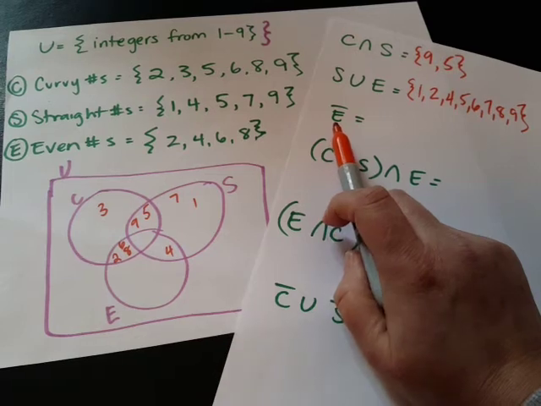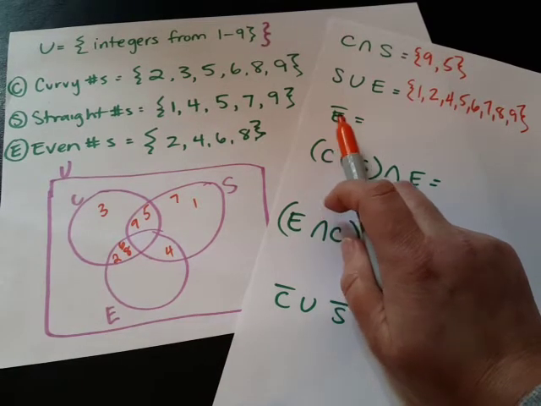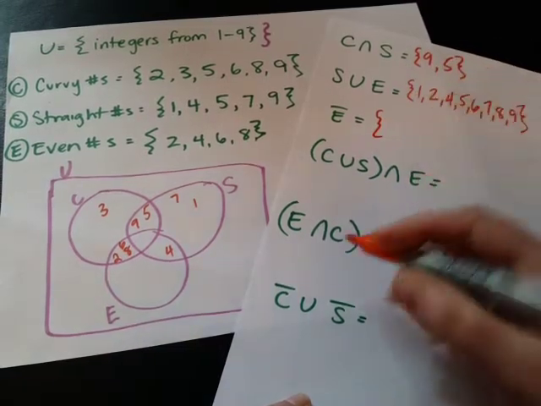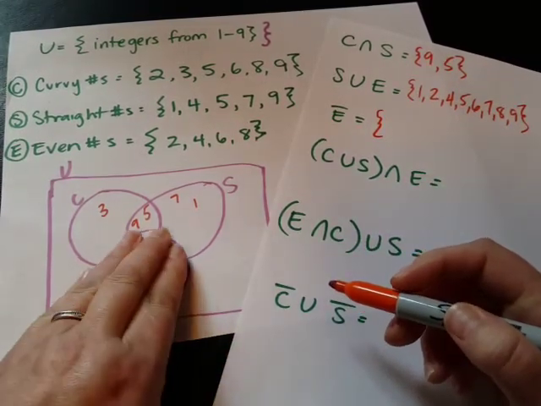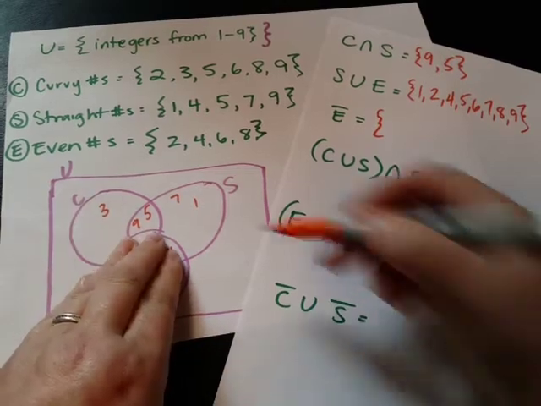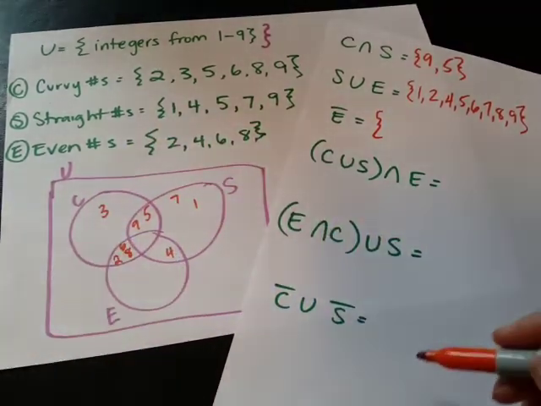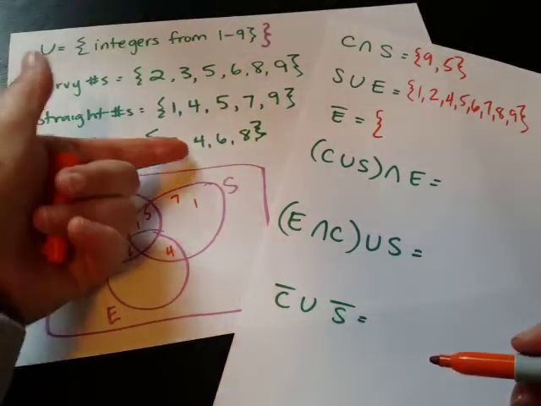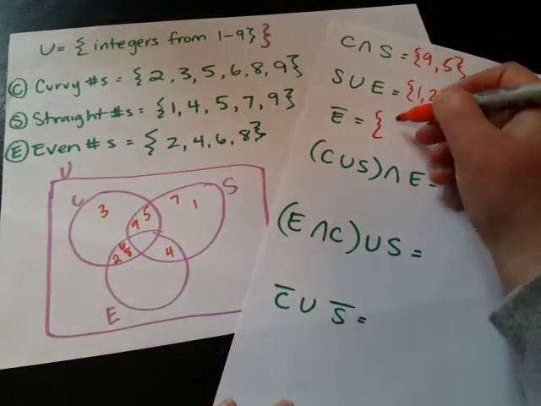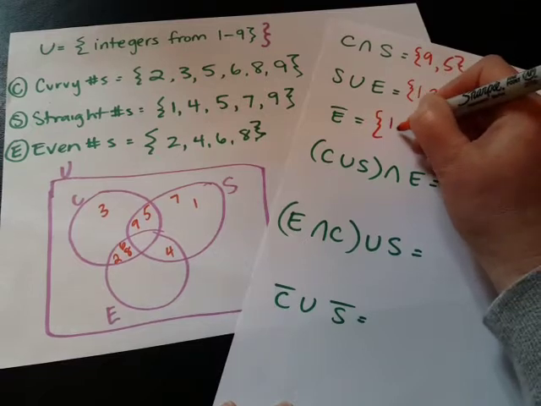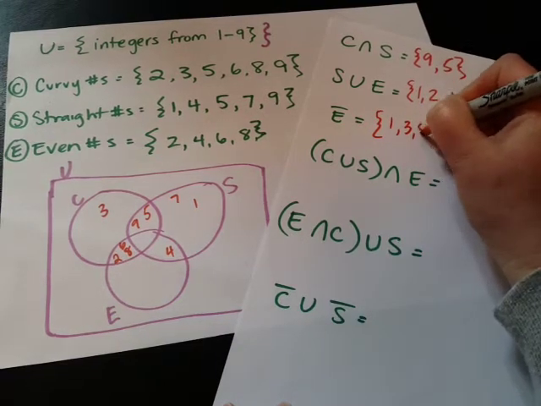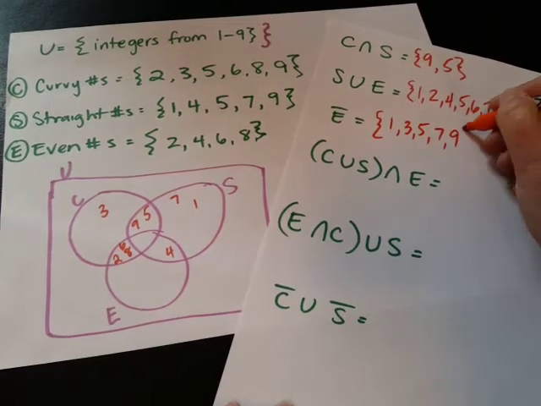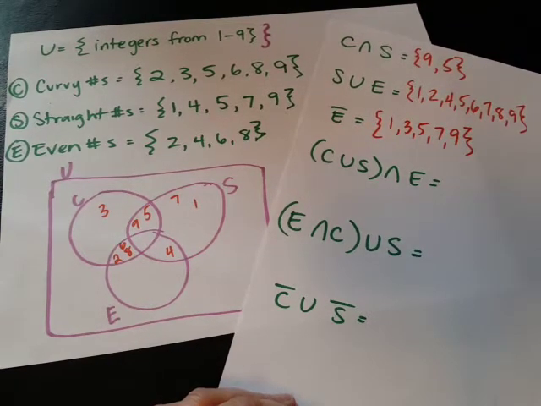This one's asking for the complement, so what are the members of the set that are not in set E? So all the things that are in the universal set that are not in E. We want to sort of cover up E and say what are the elements, integers from 1 to 9, that are not a part of this set. So we'll get 1, 3, 5, 7, and 9 to be all the integers that are not in E.